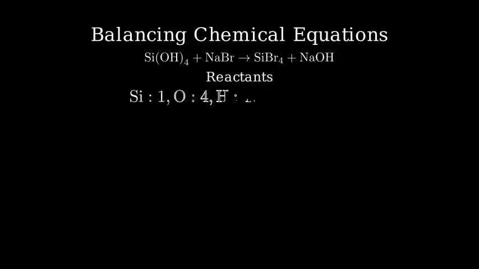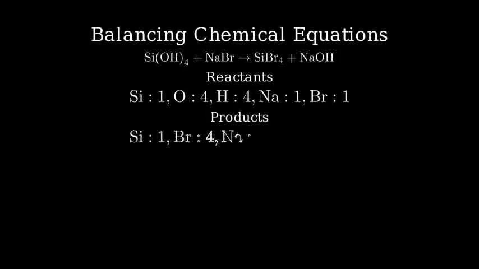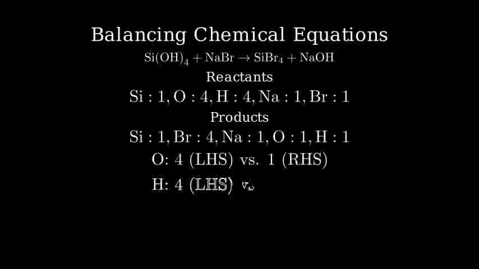The first step is to determine the number of atoms of each element on both sides of the equation. Next, we compare the number of atoms and identify elements that are unbalanced. Here, oxygen and hydrogen are unbalanced. We have more on the left than on the right.